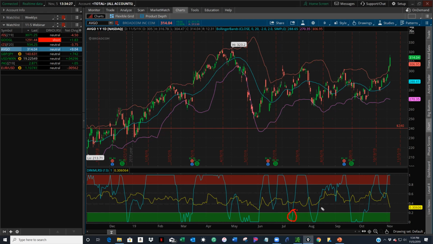trigger here, trigger here. This is the one I just took. Beautiful trigger, hit, nice move up today, but I actually got out yesterday right here, okay? Right here.